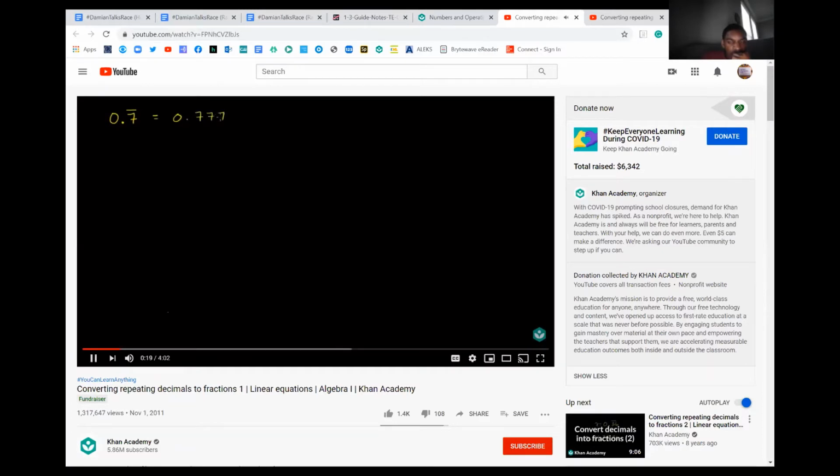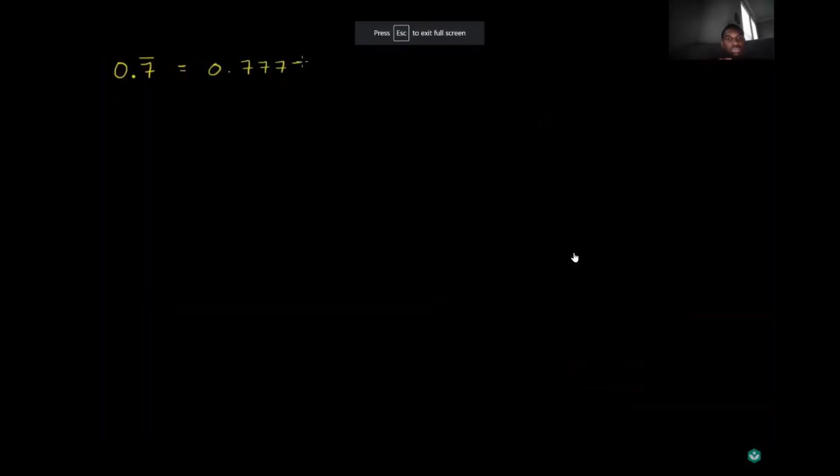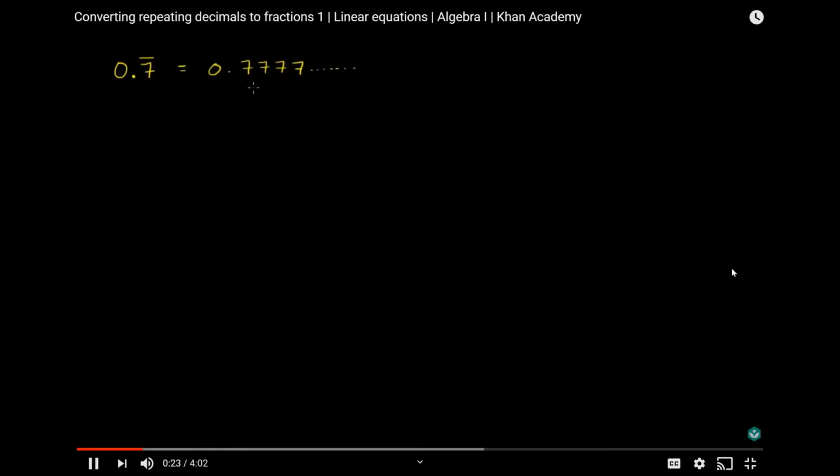How about now? 0.7777, and I can just keep going on and on and on forever. The 7 keeps on repeating, so this is the same thing as 0.7777, and I can just keep going on and on forever with those 7s. So the trick to converting these things into fractions is to essentially set this equal to a variable, and we'll just show it step by step. So let's set this equal to a variable, and we call this x. So x is equal to 0.7, and the 7 repeats on and on forever.